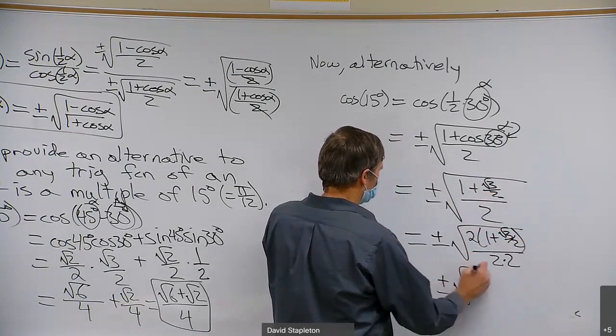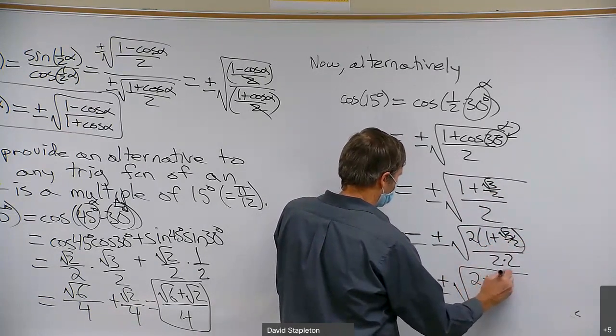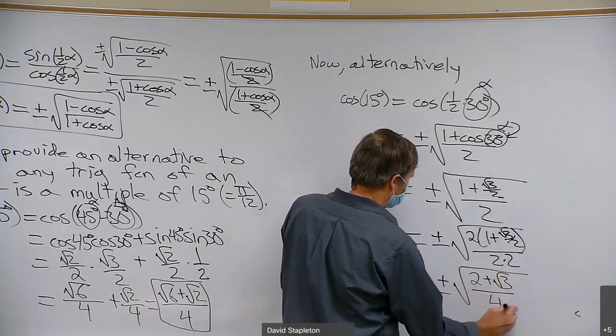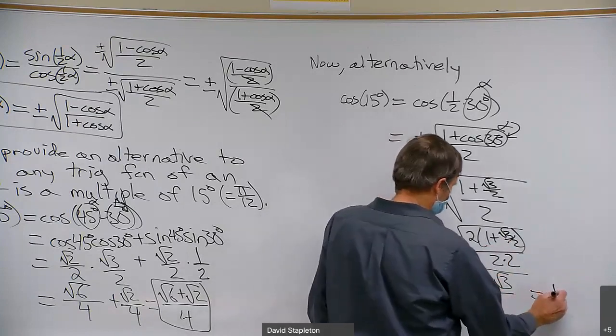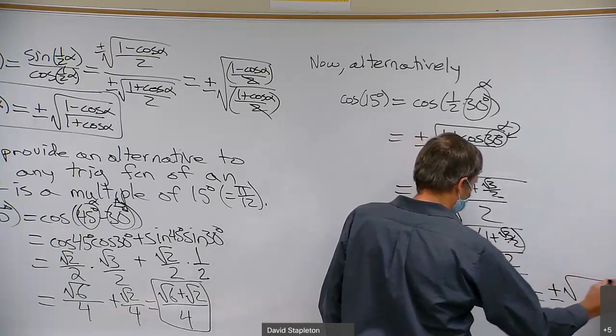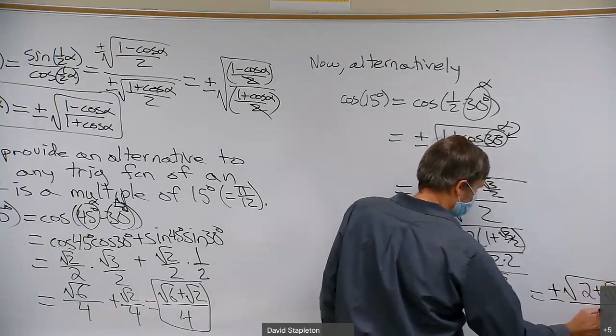And now I've got plus or minus square root of 2 plus square root 3 on top, 4 on the bottom. And now the square root of the quotient is the quotient of the square roots. So this is plus or minus square root 2 plus square root 3 all over square root 4, which is 2.